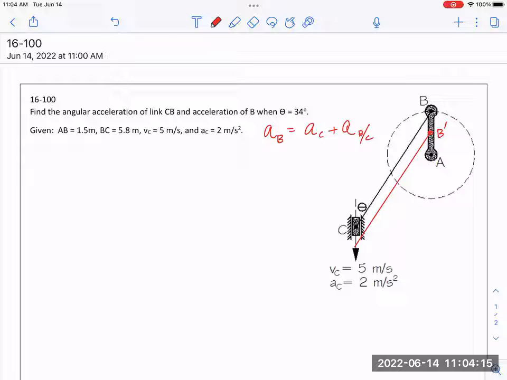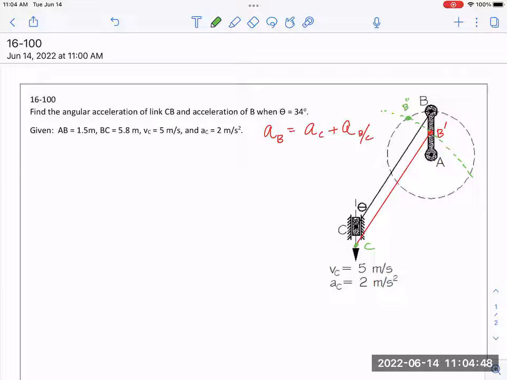But that's not really possible because B can't go there, right? B can't actually go there. It has to stay on the circle. And so the next thing we said was that it rotated around that C point down there. I should call this C prime, but I'm going to call it C. C moves down there, and then B prime would actually have to rotate to get back into this position right here. So I could call that B double prime.